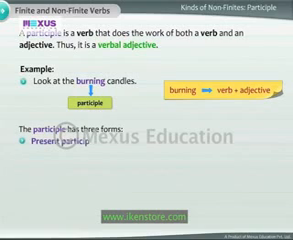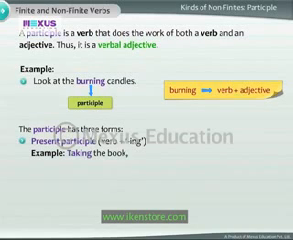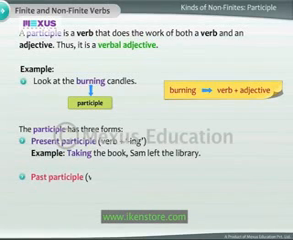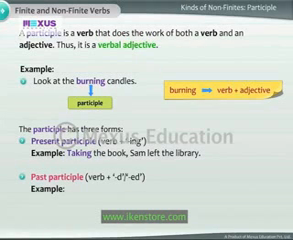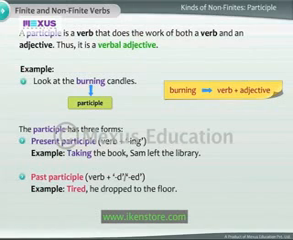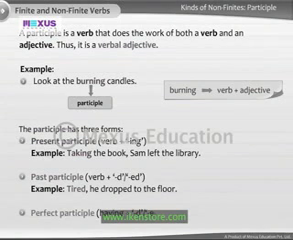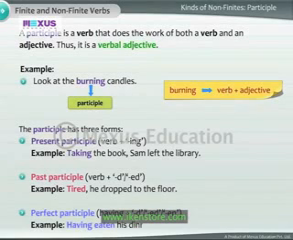The present participle consists of the verb plus ing. For example, taking the book, Sam left the library. The past participle consists of the verb plus d or ed. For example, tired, he dropped to the floor. The perfect participle consists of the verb having plus d or ed or en. For example, having eaten his dinner, Tom went to sleep.